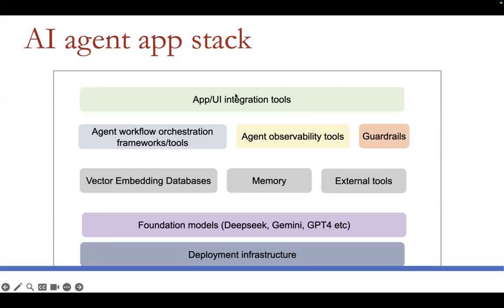And then above that, you're going to have app or UI integration tools like Streamlit, which basically interfaces with the user. Okay, so this is an AI agent app stack. There are a lot of tools coming into the market for creating all these, say, for agent observability, for workflow orchestration, etc.